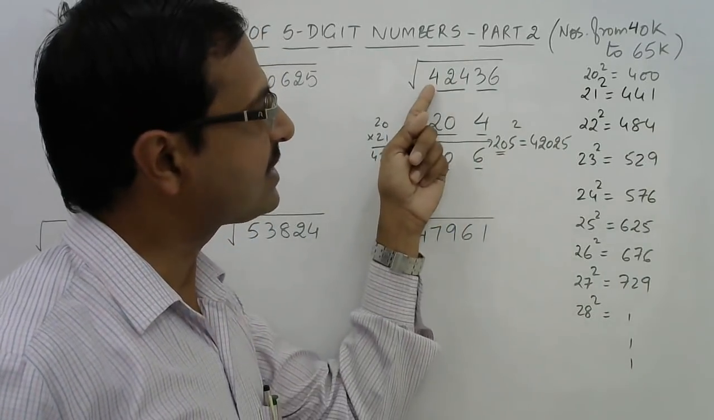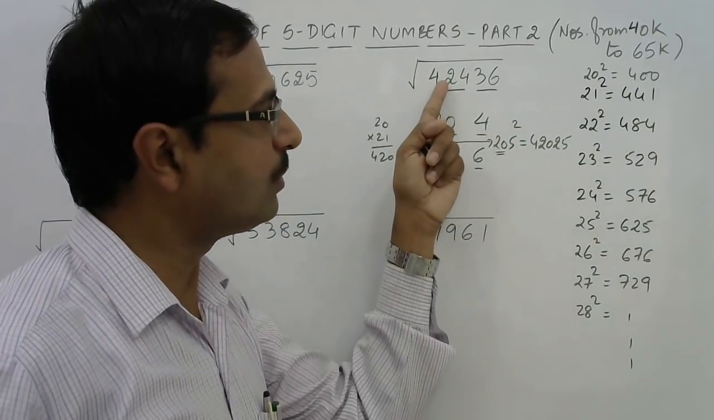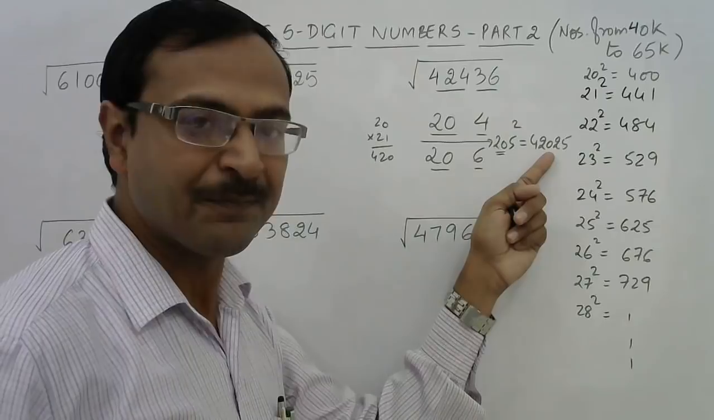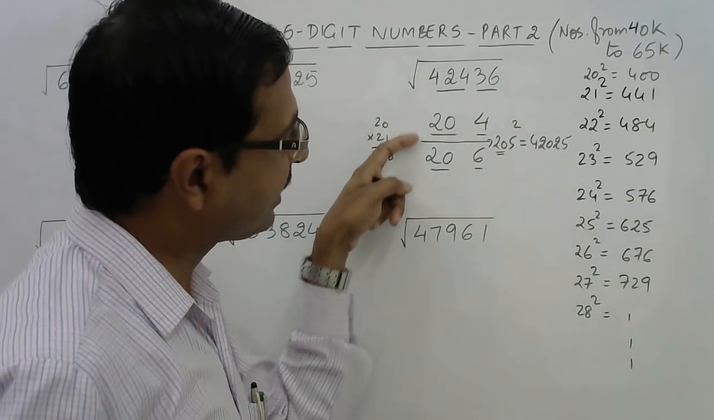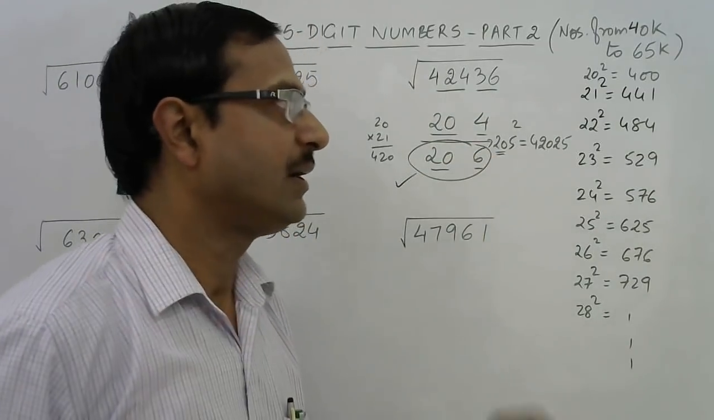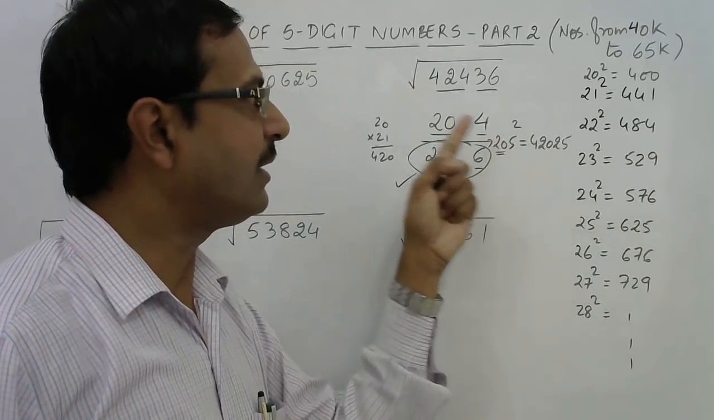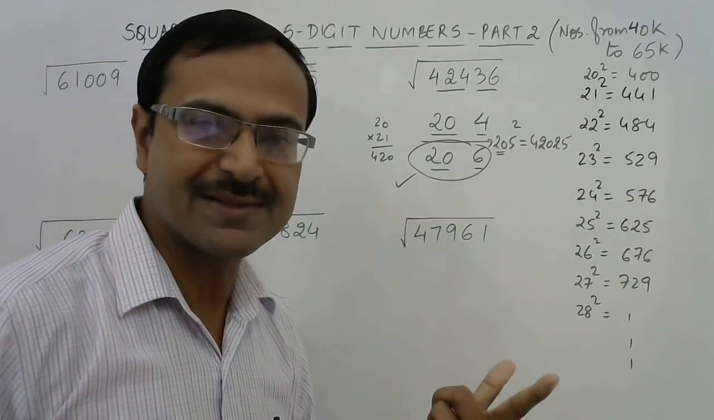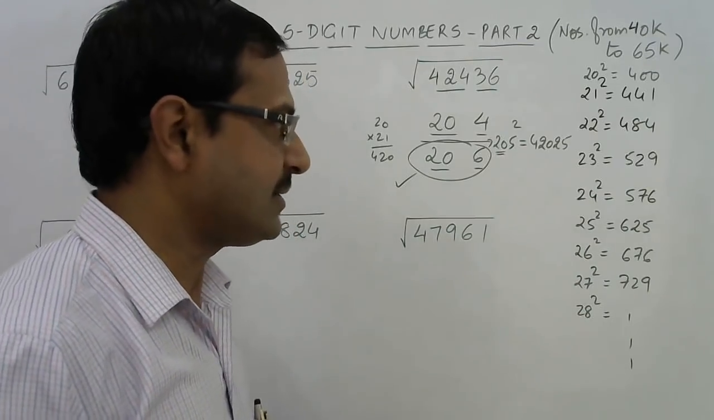Now compare this number with this: 424, 420.25. 424 is more than 420.25. So if this number is greater than this, then we will have the greater option. So 206 is our required answer. Had this number been lesser than this number, then we would have got 204 as the answer. So in this case, 206 becomes our obvious answer.